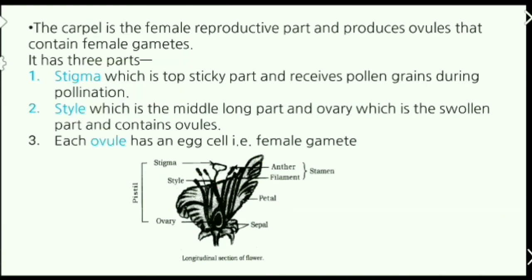Coming to the carpel. The carpel is the female reproductive part and produces ovules that contain the female gametes. This carpel has three parts: stigma, style, and ovary.